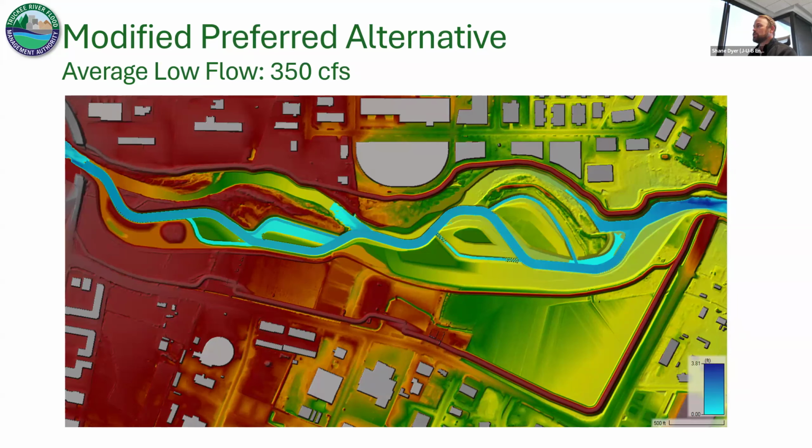So this is the average flow for the current modified preferred alternative. And this just shows what the river will look like most of the time. The average flow is 350 CFS on the Truckee River. So this is what the project will look like most of the time.